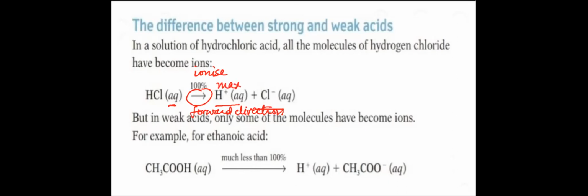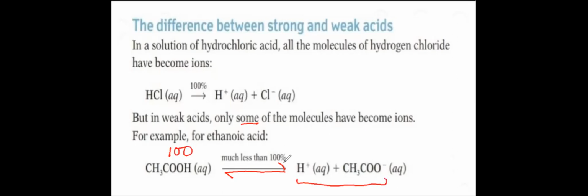Now, when you talk about the weak acids, some of the molecules have become ionized. We can say some. Why some? Basically, they are undergoing a reversible reaction. So when you have the ethanoic acid, it will be breaking down into the ions. Let's say if you have 100 molecules of this, they'll be breaking down. But then what happens, as soon as they break down, they combine to give you the ethanoic acid back again.